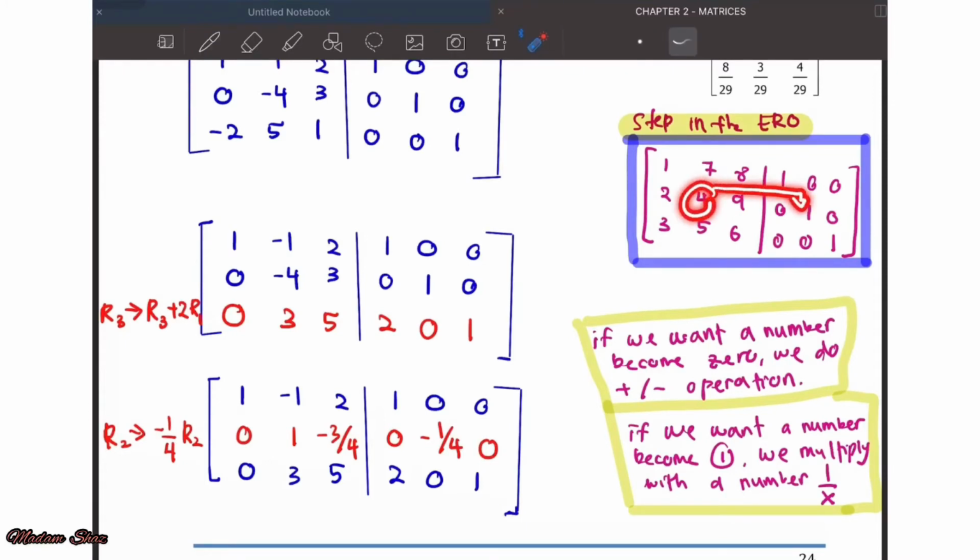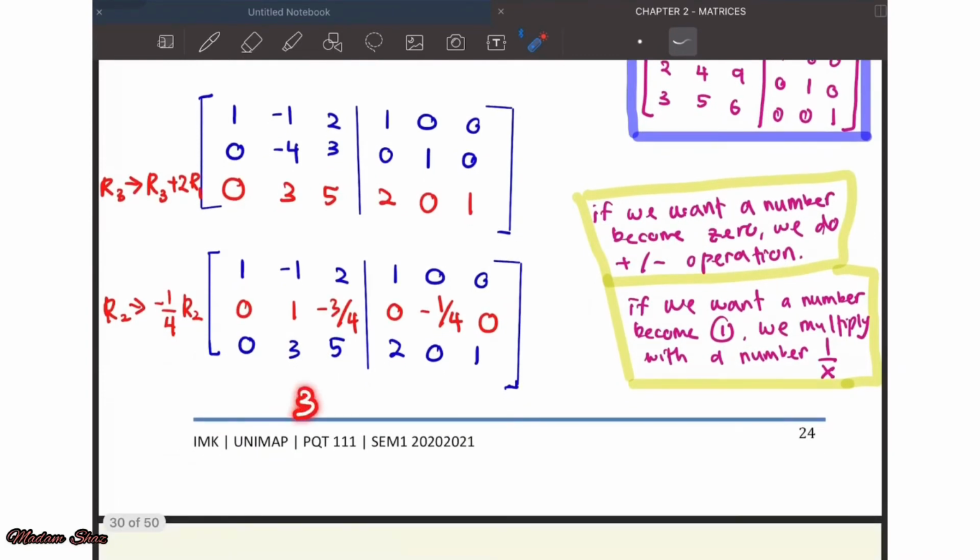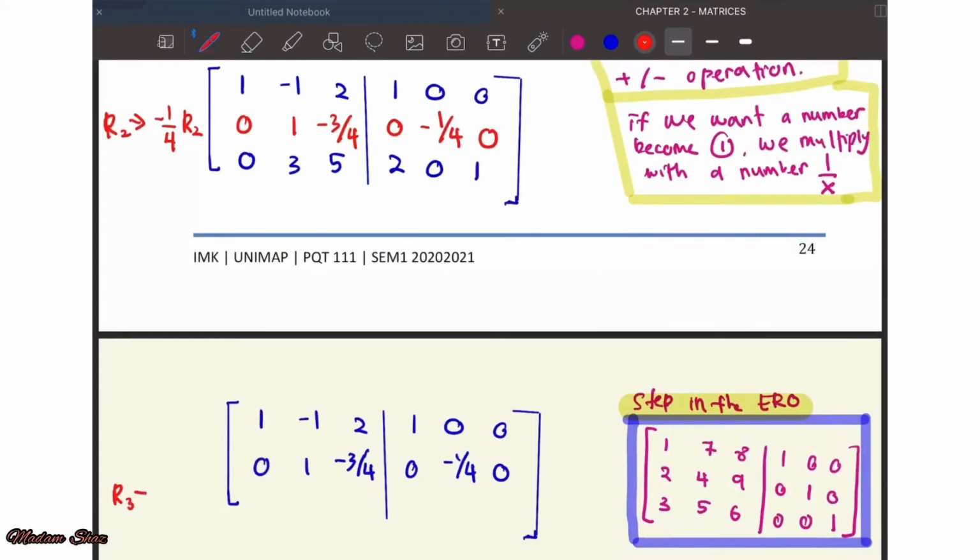Change it become 1. This one already become 1. So now proceed for step number 5. Step number 5, we want to change it become 0. So we have 3 here. We want to change 3 become 0. In order to change it become 0, we have to do a plus or minus operation. So 3 should be minus with 3 so that it will become 0. So row 3 will be changed: row 3 minus 3 row 2. We make an operation with the second row because 3 can be multiplied with 1, so that 3 minus 3 become 0.